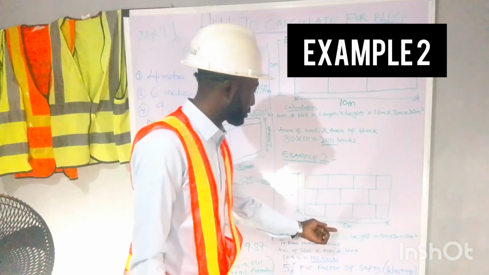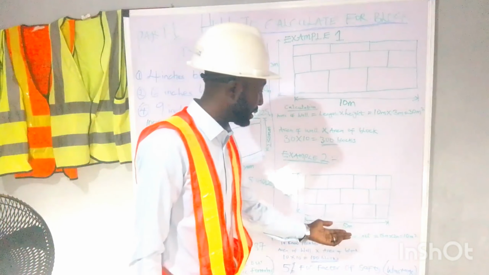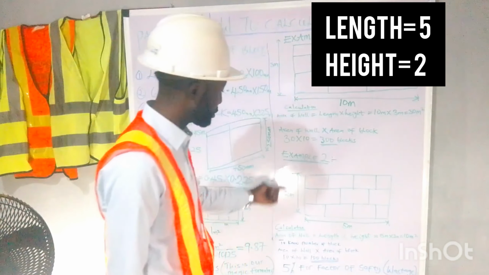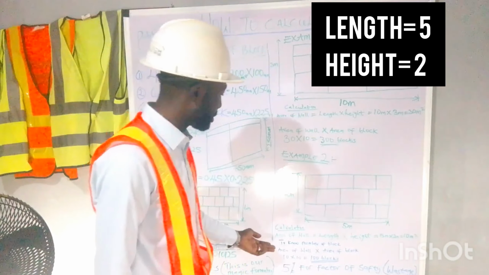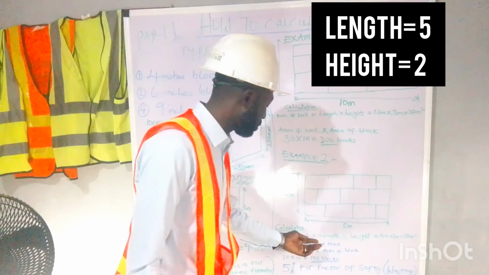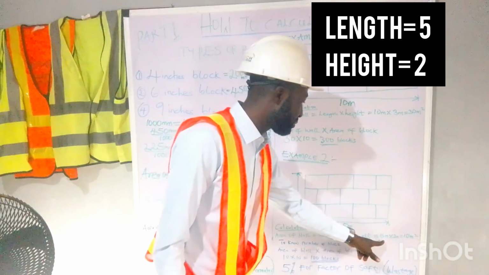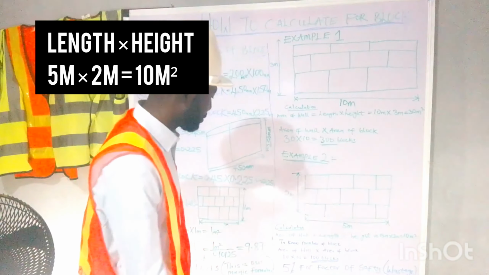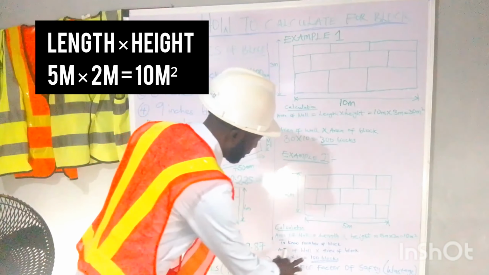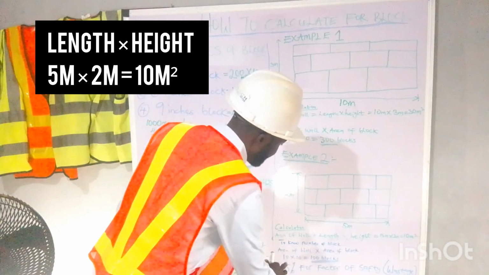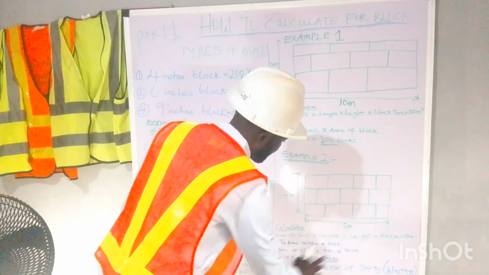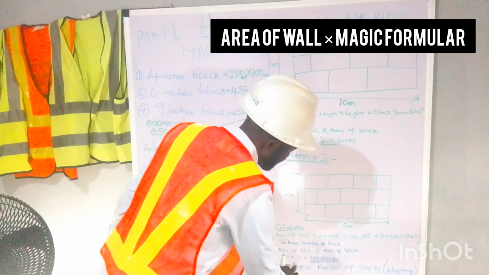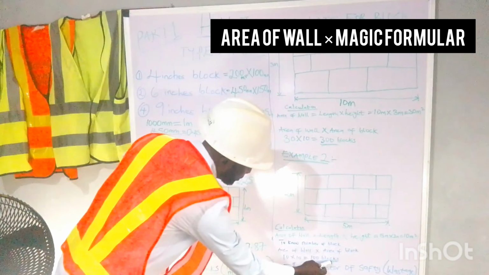Now, example 2, let me give you another example so that you get used to it. Let's assume you have an area. The length is 5 meter, while the height is 2 meter. What you simply do is say area of wall is equal to length times height, which is 5 meter times 2 meter, giving us 10 meter square. From there, you say area of wall times area of block, which is 10 times 10, will give us 100 blocks.